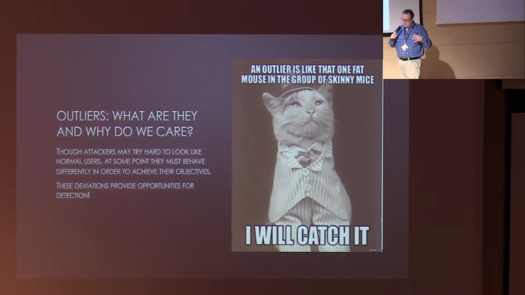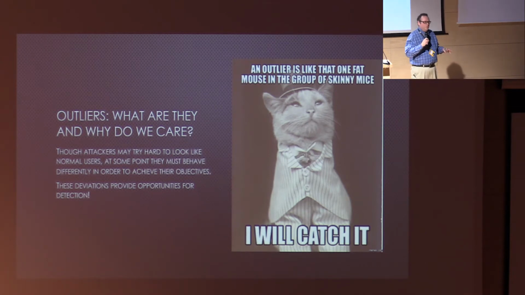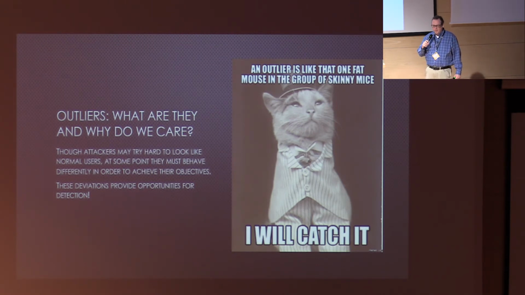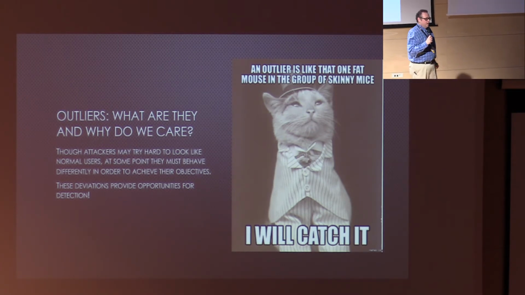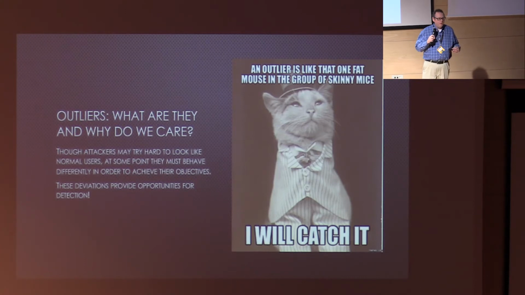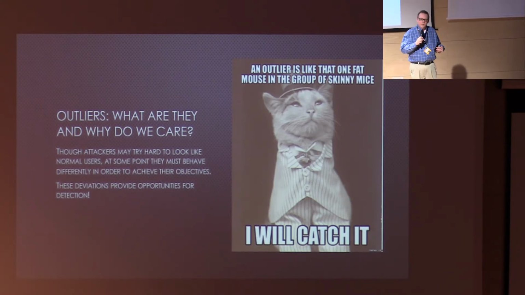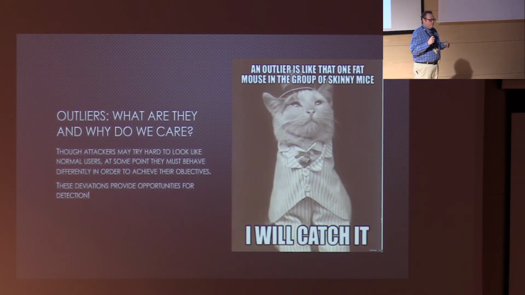First, just a very brief definition of what an outlier is and why we care. Most of the time, and I think everyone in this room would agree, when you are an attacker in a network, whether you're a legitimate red team member, a pen tester, or an actual threat actor, even though you try really hard to mimic the behavior of a legitimate user, at some point you have to deviate from a legitimate user's behavior in order to accomplish your goals.